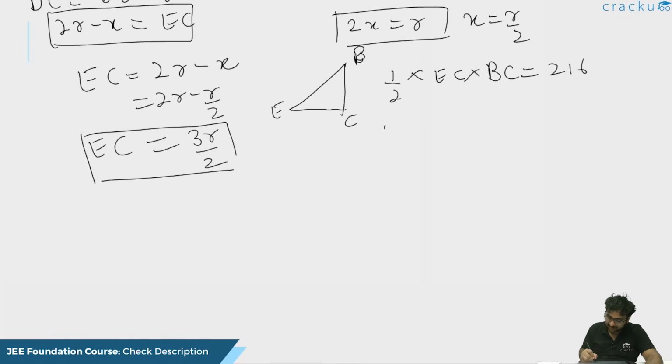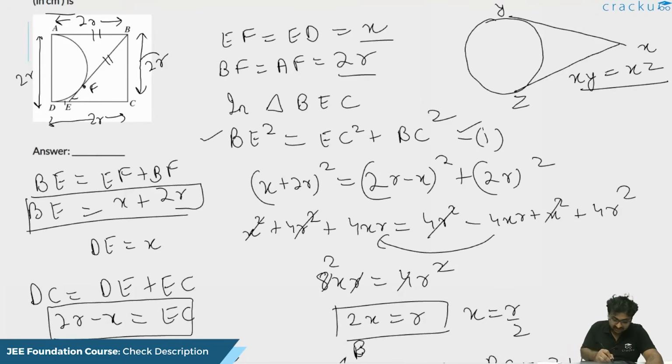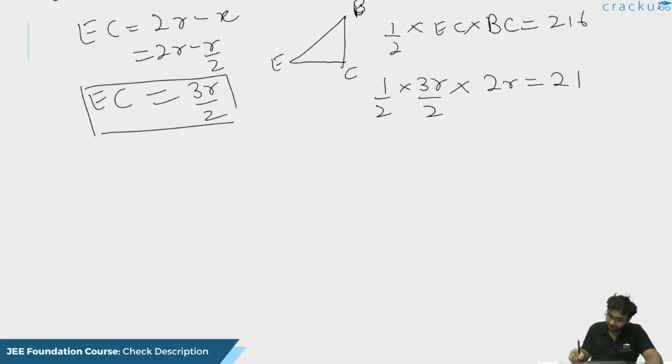What is EC? 3r by 2. Half into 3r by 2. And what was BC? BC was 2r. So half into 3r by 2 into 2r equal to 216. So 2 2s get cancelled out. 3 7s are 21 and 3 2s are 6. Now this would be what?